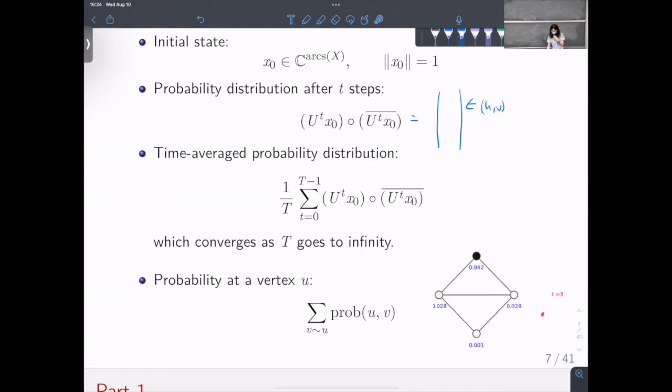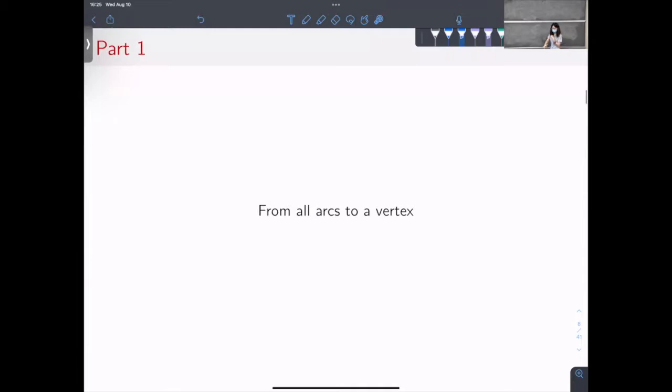So here's a little animation that shows you how a quantum walk evolves with the corresponding probabilities of the vertices. If you have good eyesight, you can spot that when t equals 0, we are starting with the top vertex with full probability. And as t increases, the quantum walk starts propagating, and every vertex will receive some non-zero probabilities. Okay, so part one of my talk is to study the quantum walk where the initial state is every arc. So you start from everywhere, and you want to see if it lands on a particular vertex.